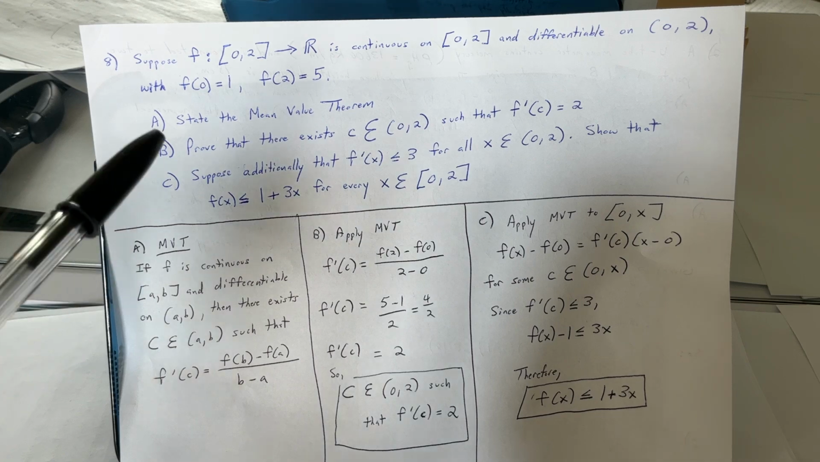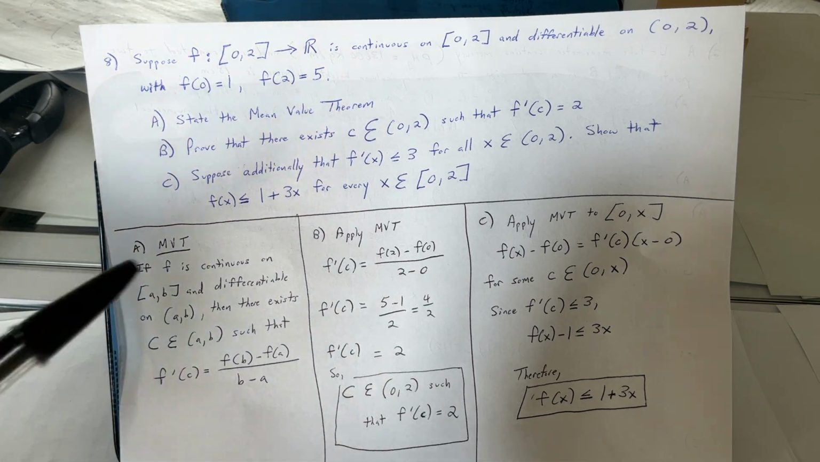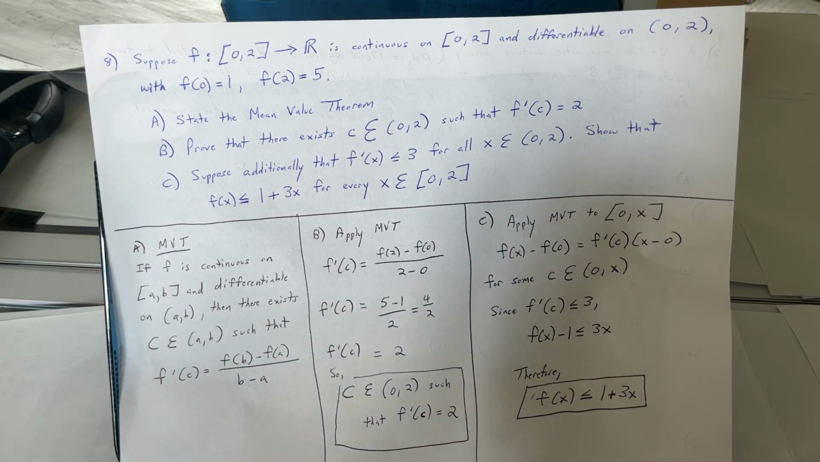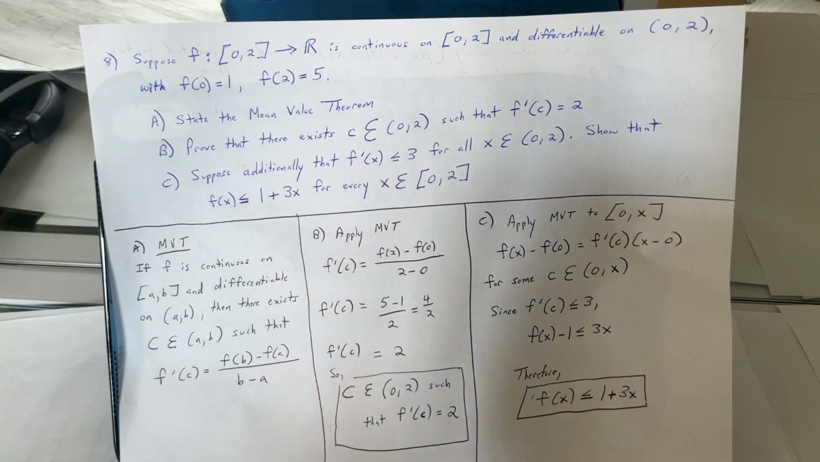A lot of courses cover the mean value theorem in Calc 1. So for part A, state the mean value theorem. You've probably seen it so many times. Here it is, the mean value theorem, MVT. Part B, prove that there exists a c such that f prime of c equals 2. This is just an extension of the mean value theorem.